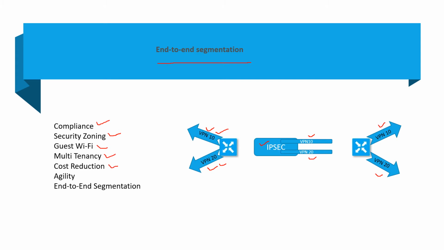Cost reduction. Obviously, since you're going to use shared infrastructure, it is very cost effective. Agility. Since you have the flexibility to add more and more VPNs to create multi-topology, it gives you agility. And obviously, while doing all these things, at the end of the day, you achieve end-to-end segmentation.